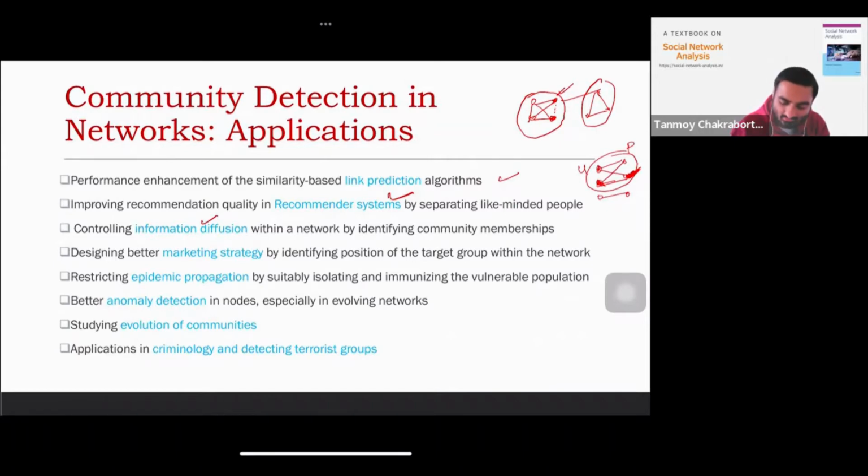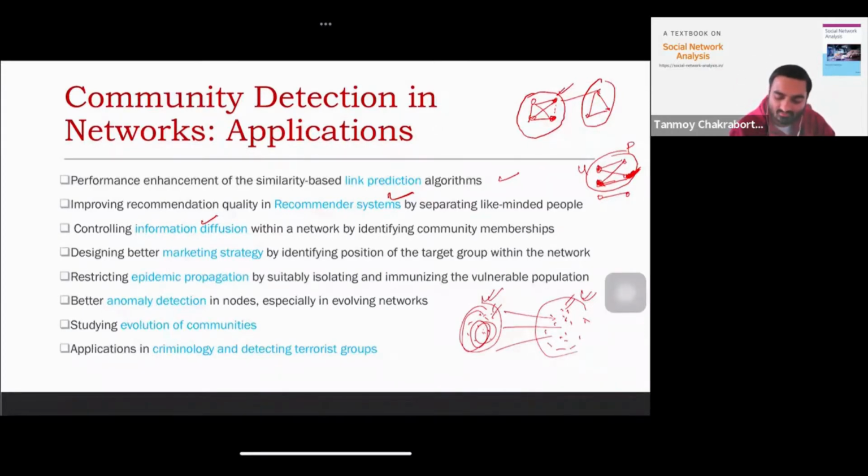So you know that this is a community, and this is another community, and these communities are sparsely connected. There is an information spreading within this community, and you want that this information should not move from this community to this community. Let's say there is a very sensitive information which may hurt some minority group, and this is a majority group, this is a minority group. If it moves, then it may create communal riot, communal violence, right?